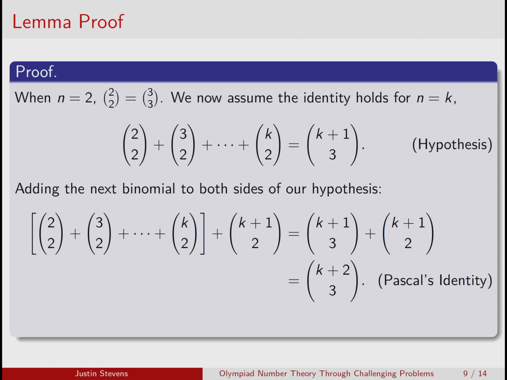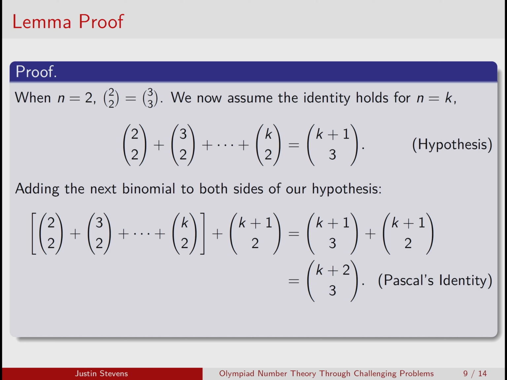Now adding the next binomial to both sides of our hypothesis, we now have 2 choose 2 plus all the way up to k choose 2, and we add k plus 1 choose 2, and what we're going to get is k plus 1 choose 3 plus k plus 1 choose 2, which is just equal to k plus 2 choose 3 using Pascal's identity.